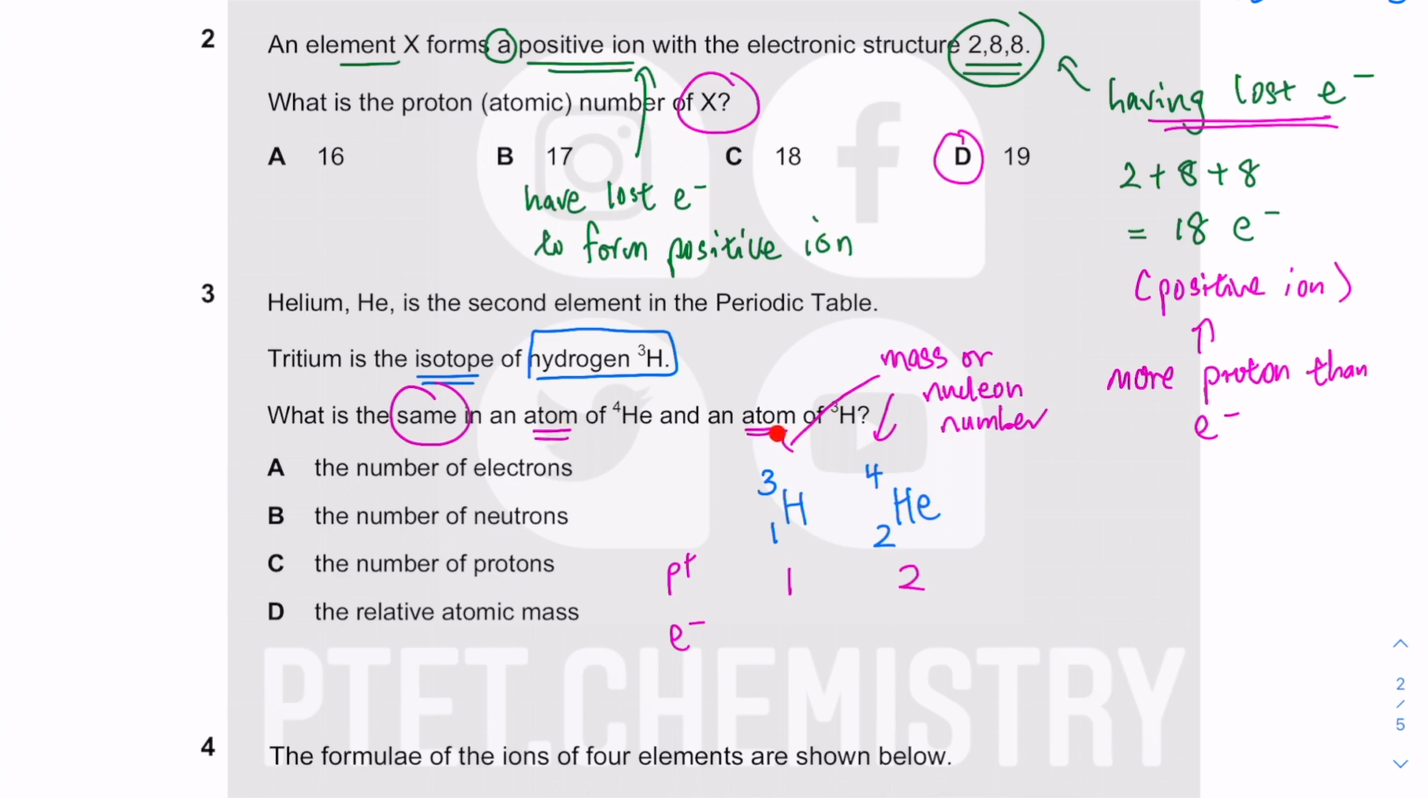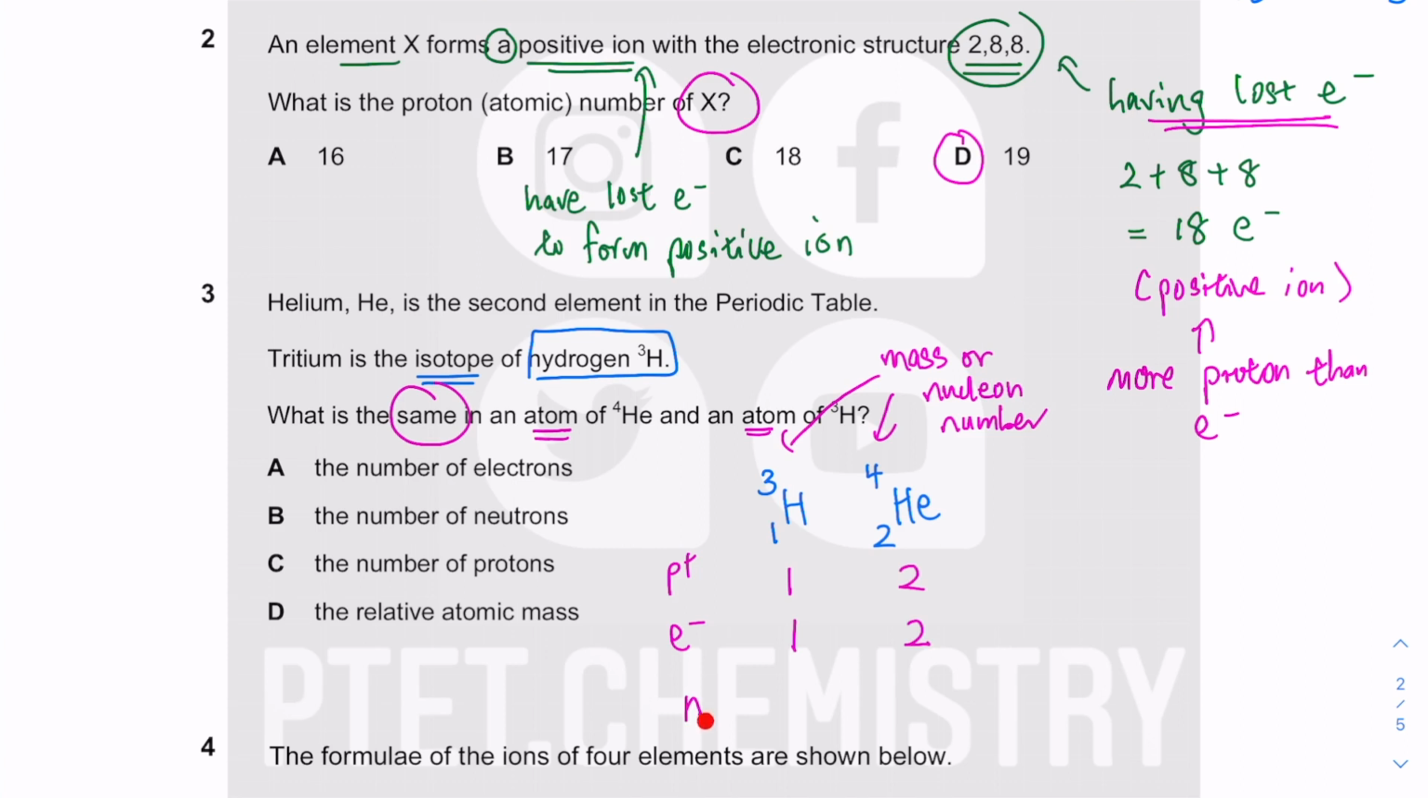When you have an atom, the number of protons equals the number of electrons because their charges balance out. That's why you do not get an ion. You get an atom where there is no overall charge. So the number of electrons equals the number of protons. Next bit is the neutron.